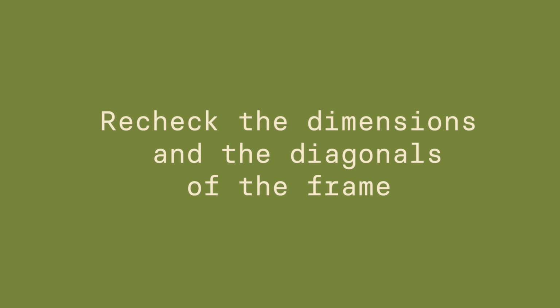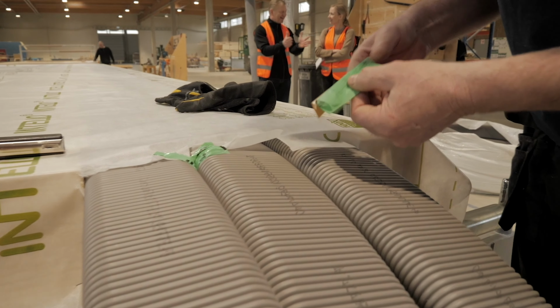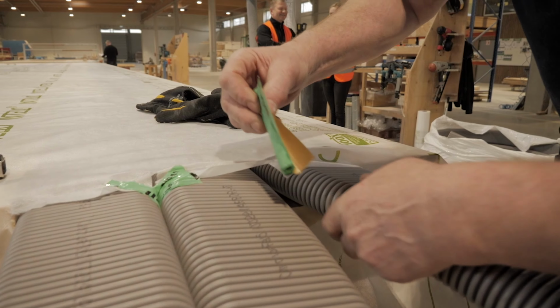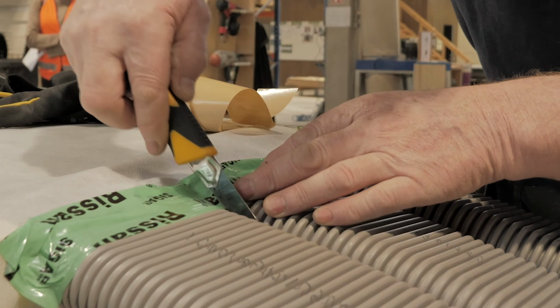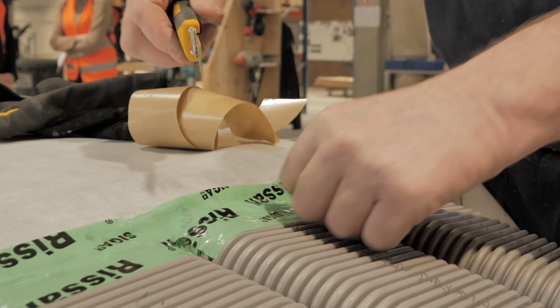After the insulation and pipes are in place, it's time to add the vapor barrier. Secure the vapor barrier around the entire edge of the element, making precise cuts for the ventilation pipes to pass through. Use tape to secure the vapor barrier around the pipes and between them. Ensure there are no gaps between the frame and the ventilation pipes to prevent any air leaks.